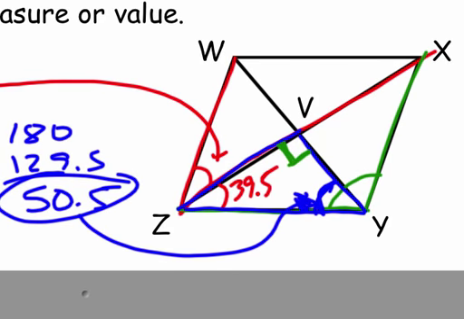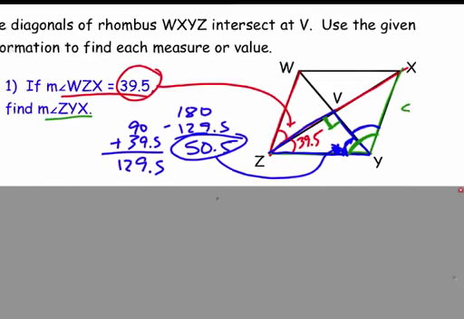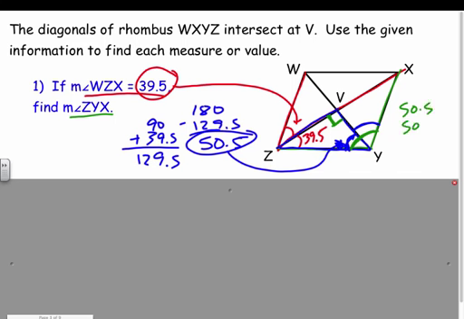Well, I want to know what the whole thing is, that angle ZYX. So basically, two of those 50.5s, right? Because it bisects. So I just double that 50.5: 50.5 and another 50.5 is 101 degrees. So I know that ZYX is 101 degrees. I had to use some of the information. I basically used both theorems I just learned in order to come up with that. Okay, very good.